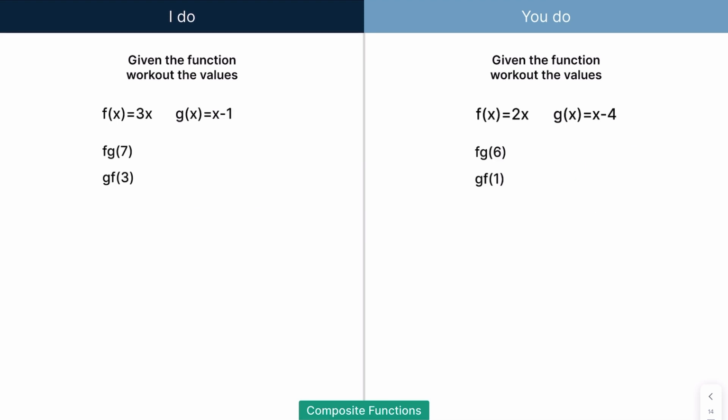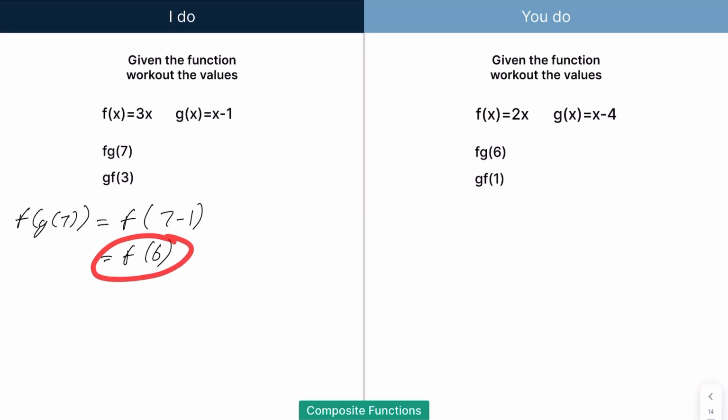So moving on. We now have f of g of 7 and g of f of 3. I'm just going to do this down here. So we have f of g, again, write in that extra bracket. We're going to deal with the inside first. So the inside is just that bit there. We're going to use this to help us. So that then becomes f of 7 minus 1, which is f of 6. So now I'm just left with f of 6. I just need to look at this now. So that means it's going to be 3 times 6, which is 18. So the answer to this one is 18.